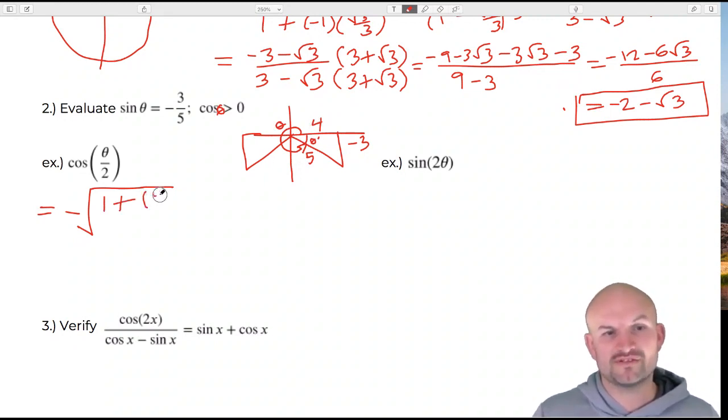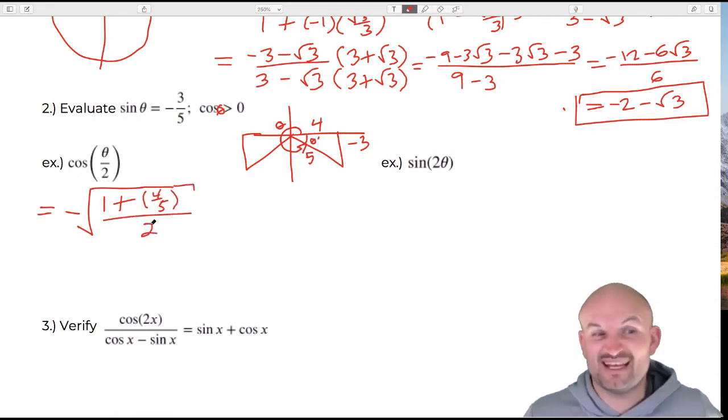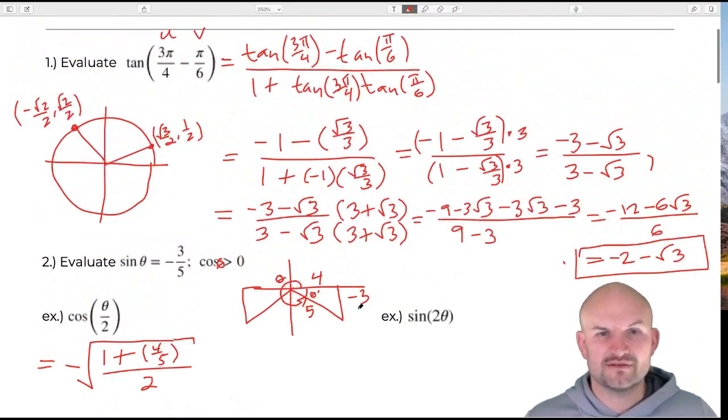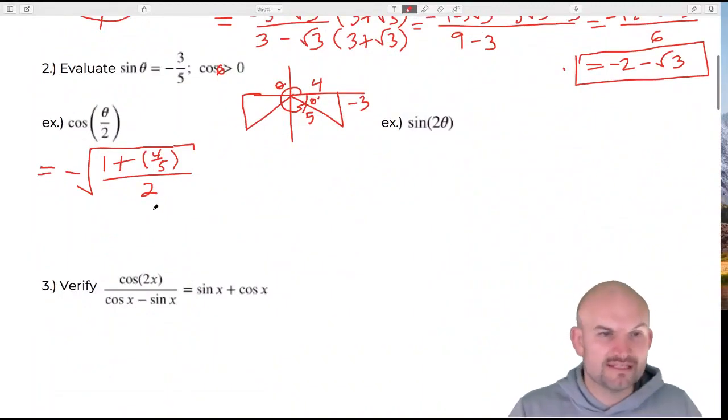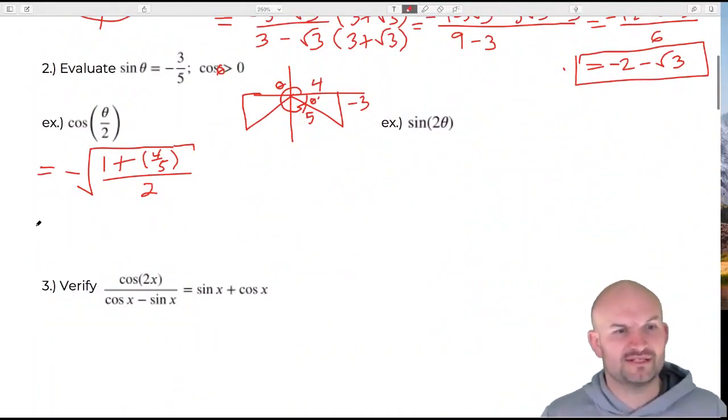So that's going to be 4/5 divided by 2. All right. And now what we need to do is just go ahead and simplify this. So to go ahead and simplify, let's actually just write this over here. Let's just rewrite it one more time.